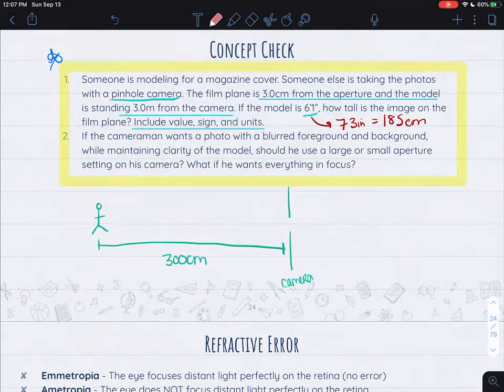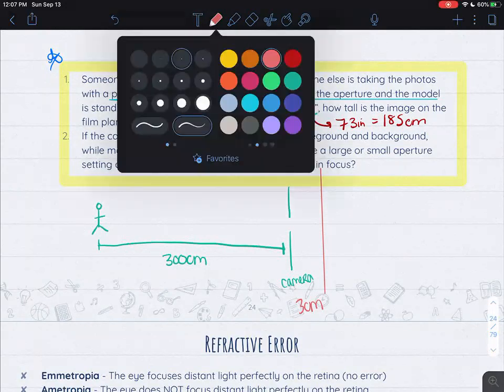So let me change the color, I guess. And then there's a 3 centimeter distance, this is obviously not drawn to scale, but here's our 3 centimeter distance away, the film plane where the image ends up, okay? So for this, it's basically the exact same thing as the last problem, where you're just using triangles to determine how tall the shadow is, or I'm sorry, the image that's created.